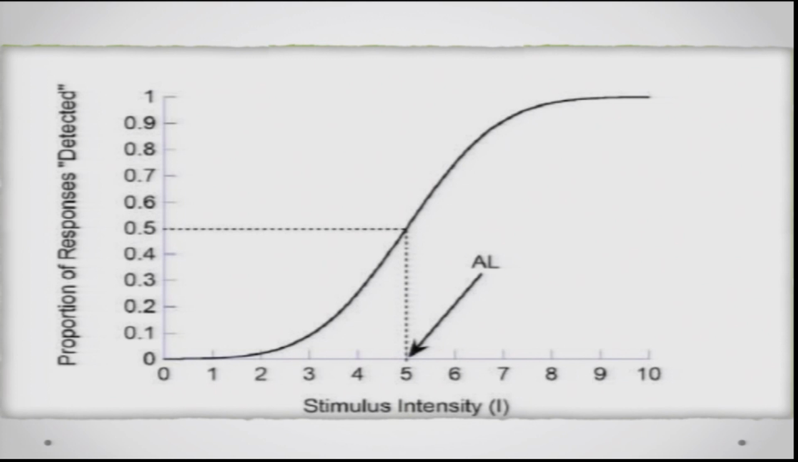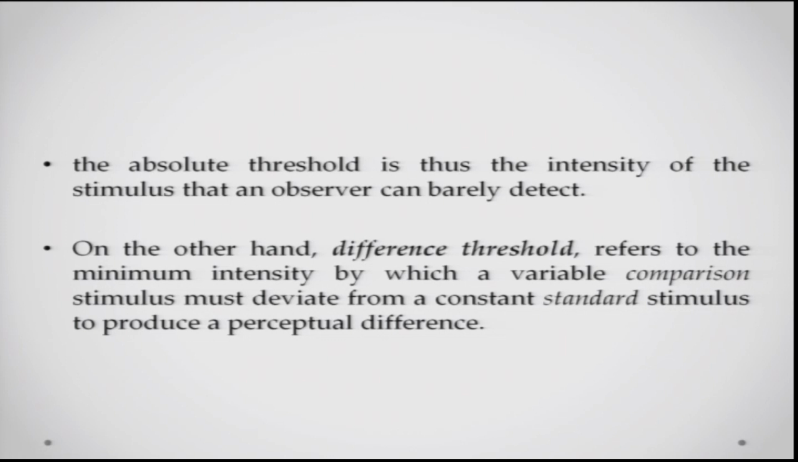The absolute threshold thus is the intensity of the stimulus that the observer can barely detect. On the other hand, there could be something like a difference threshold. What is a difference threshold? Difference threshold refers to the minimum intensity by which a variable comparison stimulus must deviate from a particular standard stimulus to produce a perceptual difference.